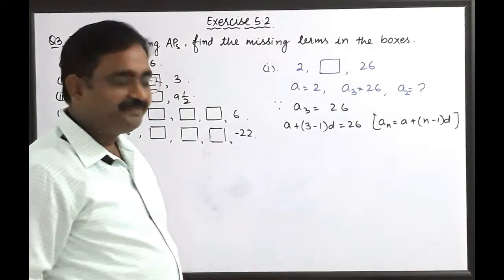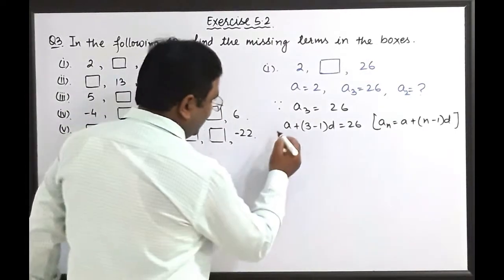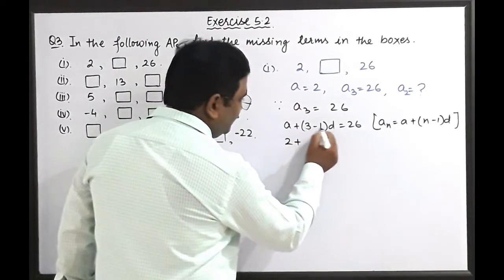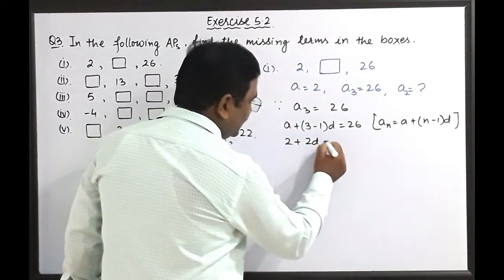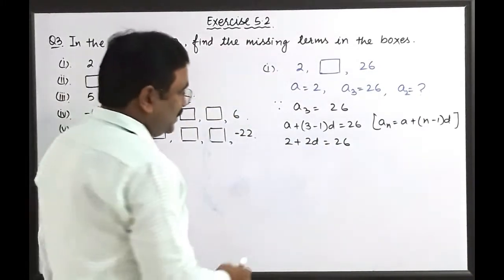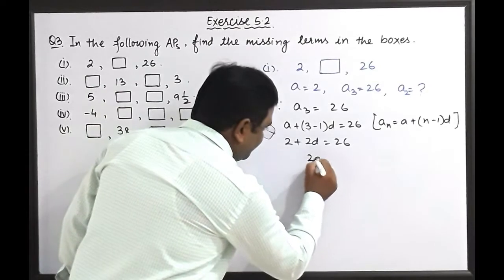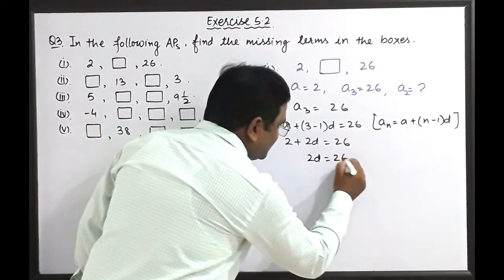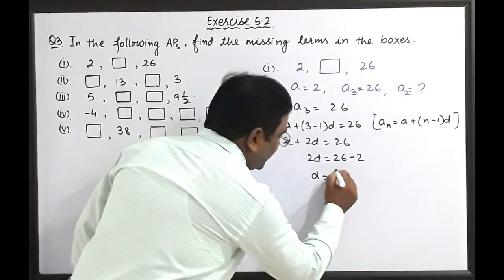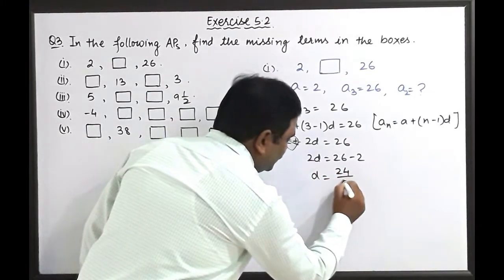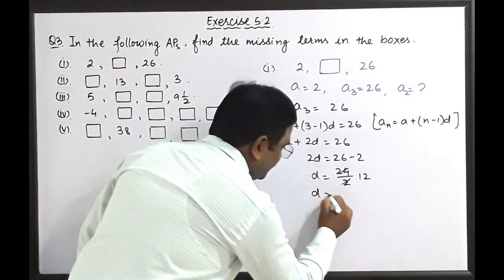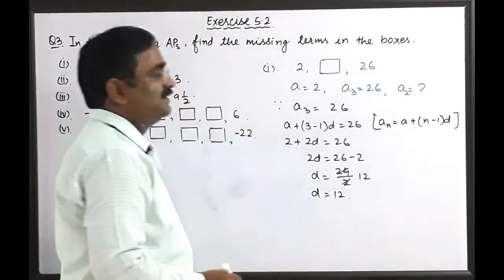Okay children? Now simplify. The value of a is also known, which is 2, plus 3 minus 1 is 2, into d, is equal to 26. Let us simplify it. So 2d is equal to 26 minus 2. So d is equal to 24 upon 2, that is 12. Means the common difference came 12.